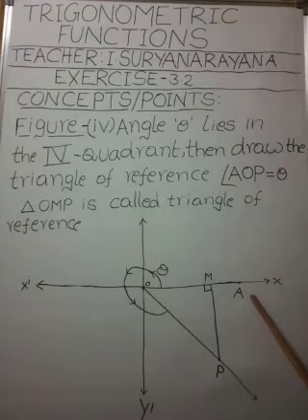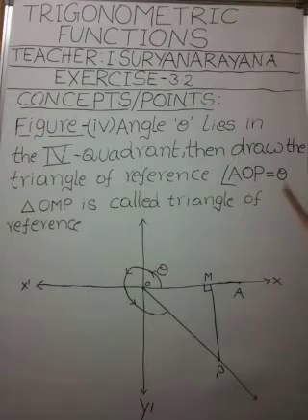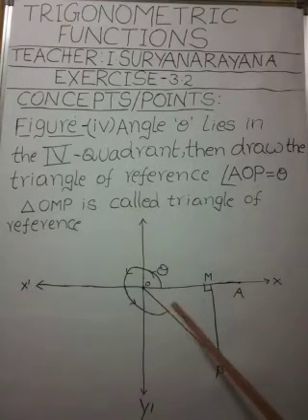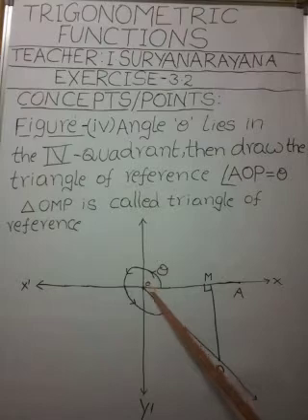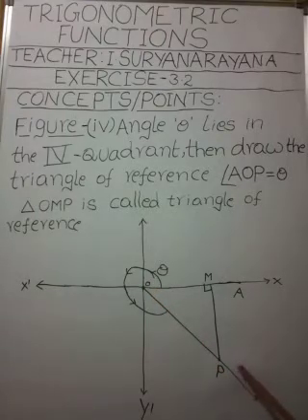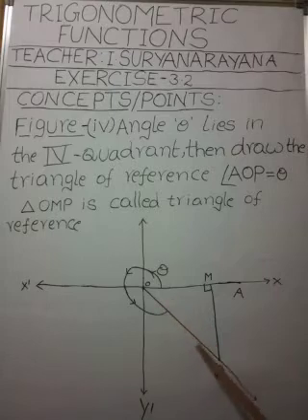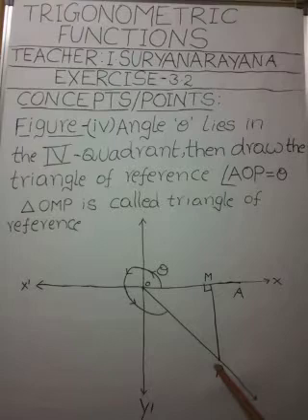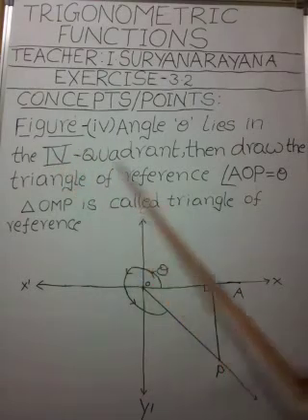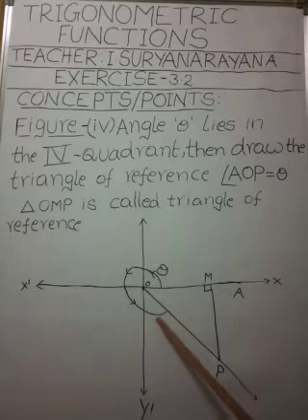Then the question arises, what is the position of the terminal side? In which quadrant does the angle lie? See here, what is the terminal side of this angle theta? OP. OP is the terminal side of the angle theta. In which quadrant does this terminal side lie? Yes, it lies in the fourth quadrant. Terminal side of the angle theta lies in the fourth quadrant. Therefore, we can say that angle theta lies in the fourth quadrant. Understood this point, my dear children?